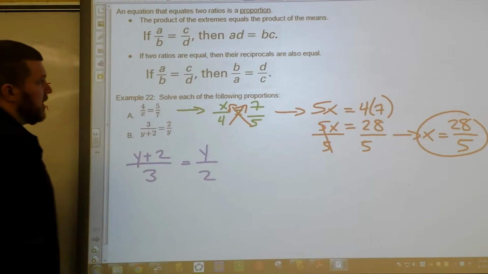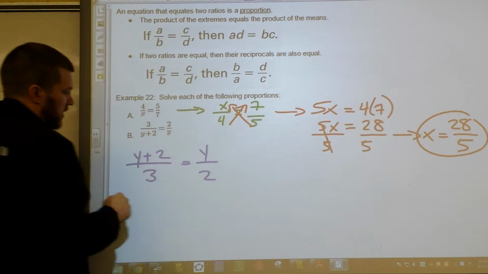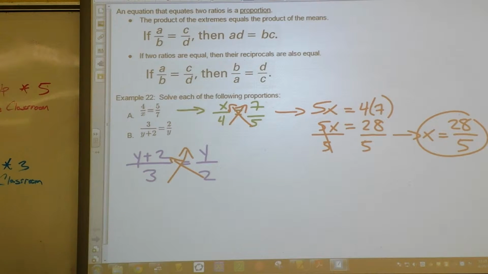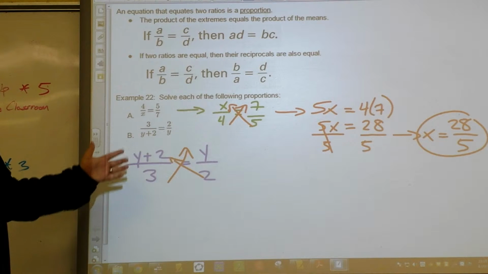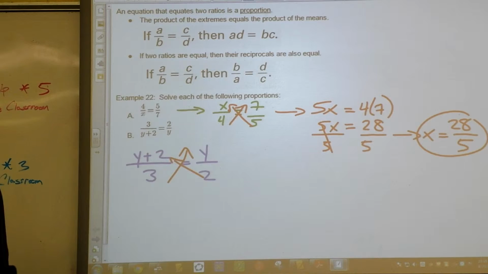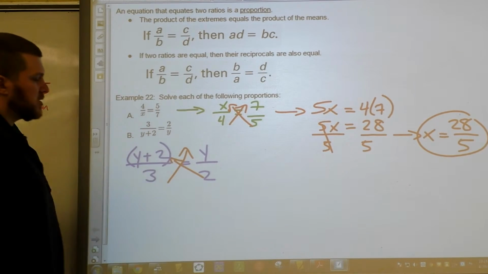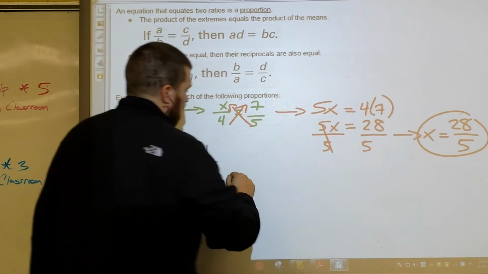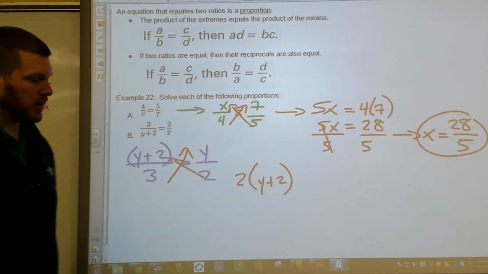So now that I have flipped both fractions and I have my variable on top, I'm going to cross multiply again. So I'm going to say 3 times y equals 2 times y plus 2. But what you notice here is I have more than one thing on top. So as we discussed in class, anytime you have a fraction and there's more than one thing on top or more than one thing on bottom, you have to put parentheses around it. So when I multiply, I'm multiplying 2 times the quantity of y plus 2. So what we end up with is 2 times the quantity of y plus 2. Don't forget the parentheses, that's very important.